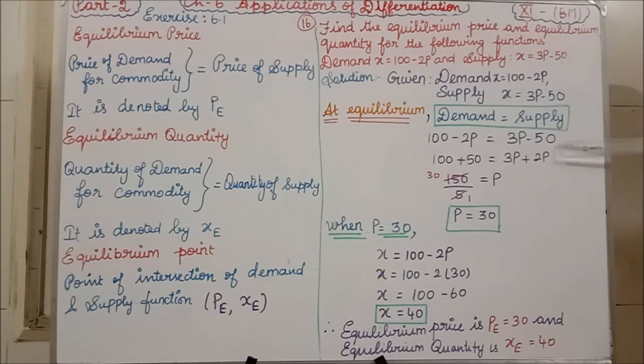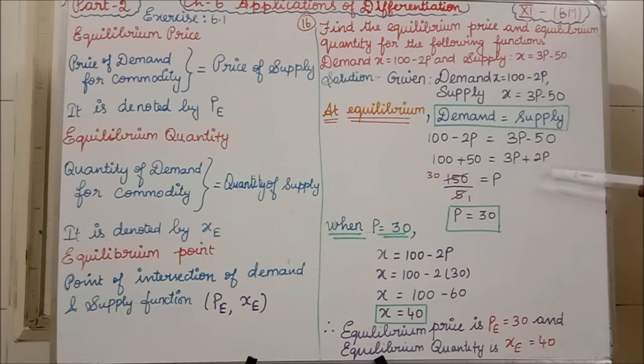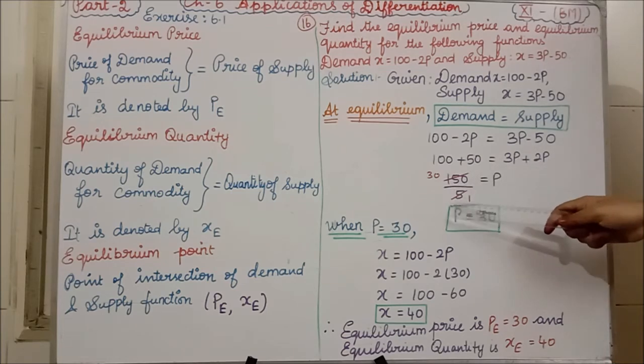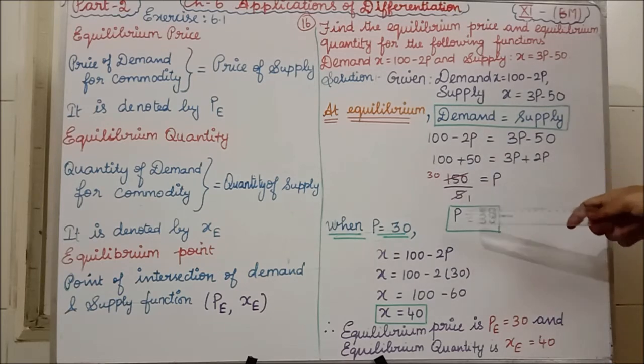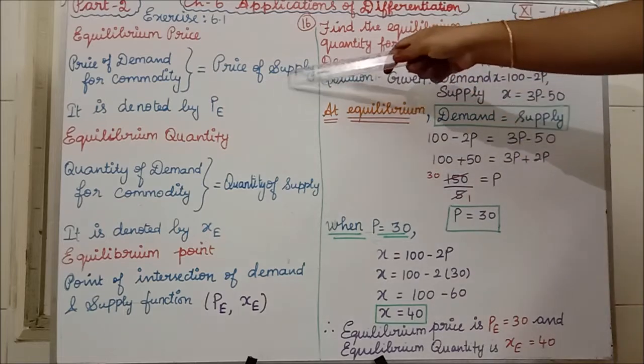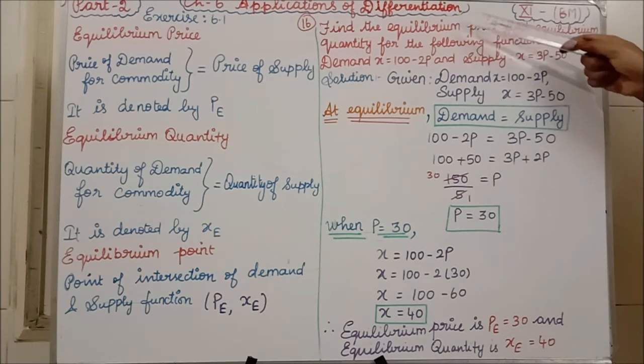3p minus 50. So take the p variables on one side and the constants on the other side. Then we get 150 on this side and 5 on the other side. So 150 divided by 5 is equal to p, so p is equal to 30. What are we denoting by P? Equilibrium price. Now we have got the equilibrium price, P of E, which is 30. The first one we have found.